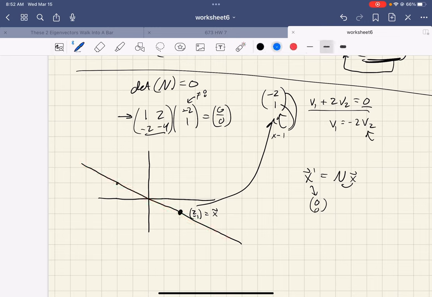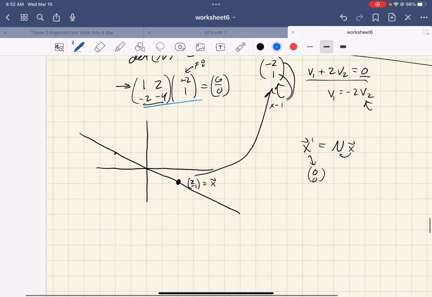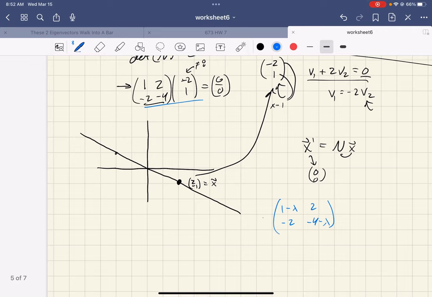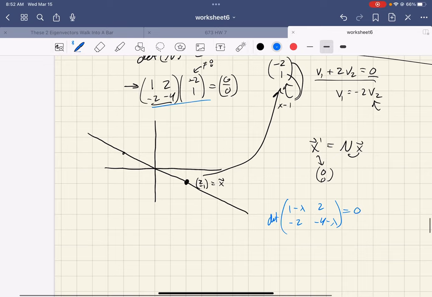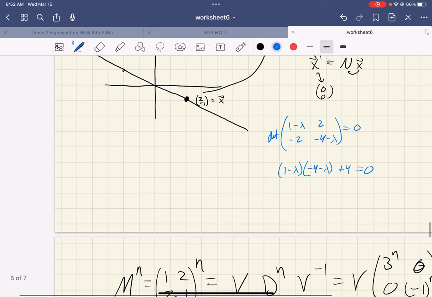All right, let's figure out the other interesting component. I'm going to call it the other eigenvalue, but 0 is not allowed to be an eigenvalue, I believe. I have to brush up on my linear algebra terminology. So let's solve for it. We have 1 minus lambda, 2, minus 2, minus 4 minus lambda. And we want the determinant of this to equal 0 in order to find the lambdas that work. So we have (1 minus lambda)(minus 4 minus lambda), and then minus minus 4, so plus 4 equals 0. And we work this out.